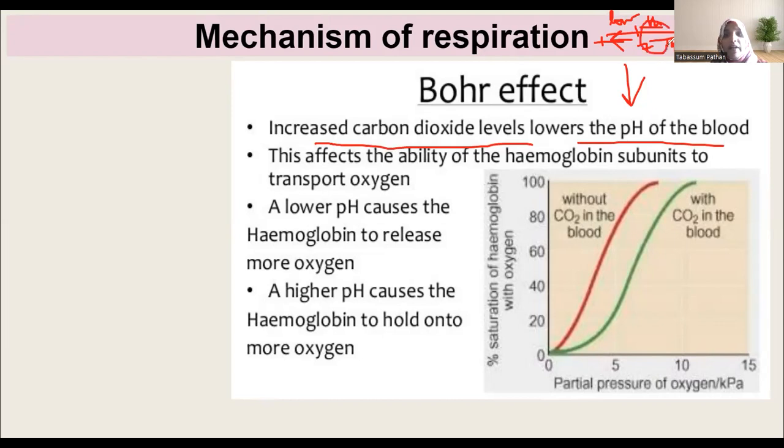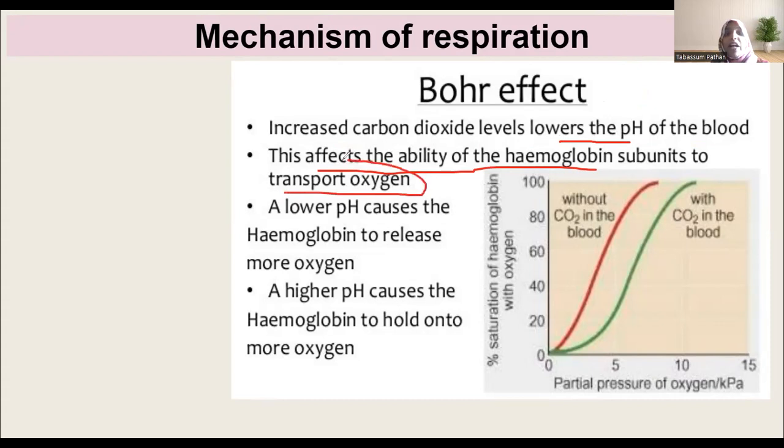So when there is more carbon dioxide, there will be more H plus in the blood. This will lower the pH. Why are we taking this point out of the blue? Because this low pH will affect the ability of the hemoglobin to transport oxygen. One hemoglobin takes 4 oxygen molecules, so this will be affected if there is more carbon dioxide in the blood.